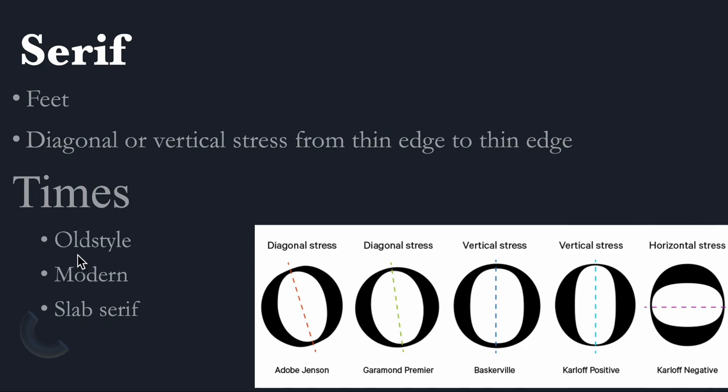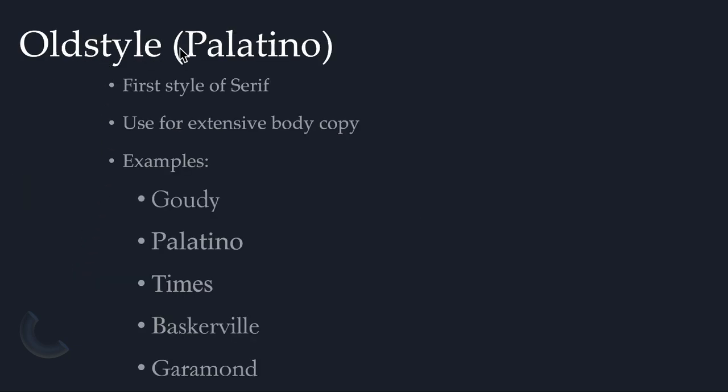Now let's go in and talk about old style first. And on this I'm using Palatino. This is the first style of serif fonts that was developed, and it's used for extensive body copy. So if you have a lot of information that people need to read, we're going to use an old style font. So an example of that is Palatino, but other examples would be Goudy, Times, Baskerville, Garamond.